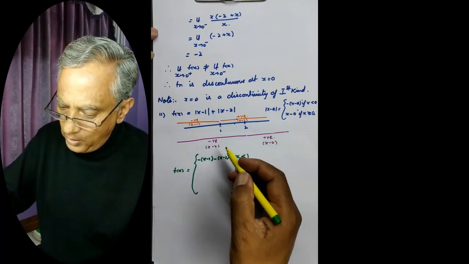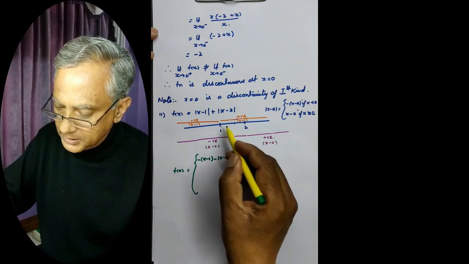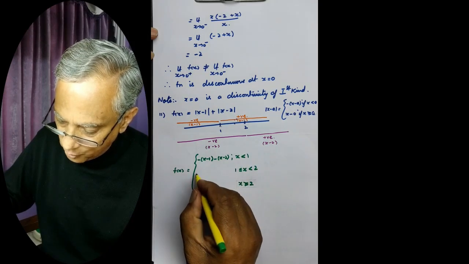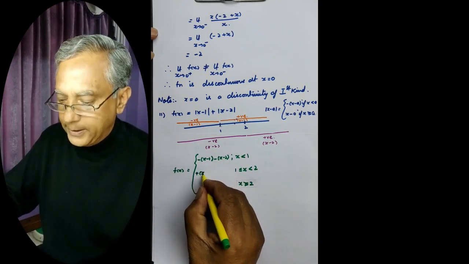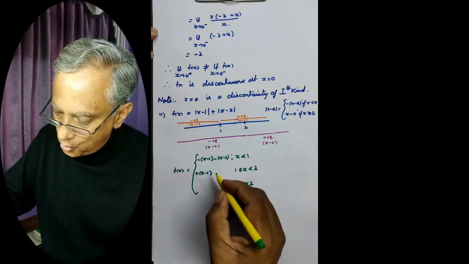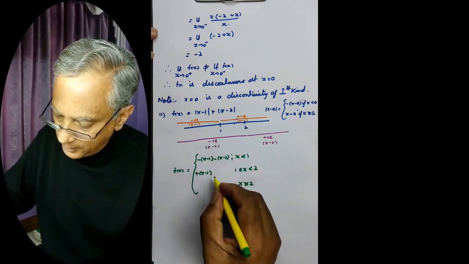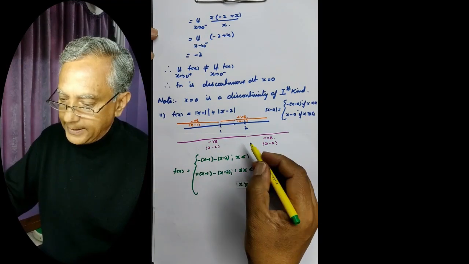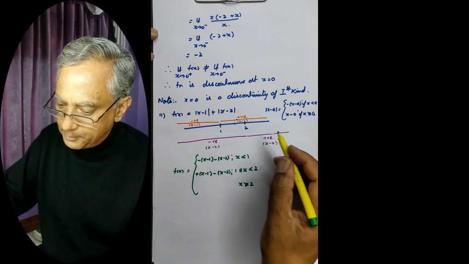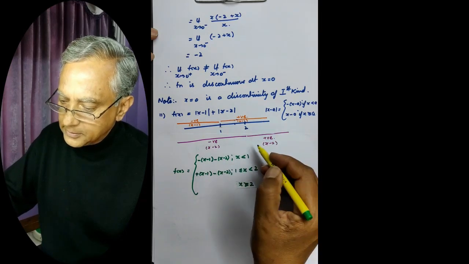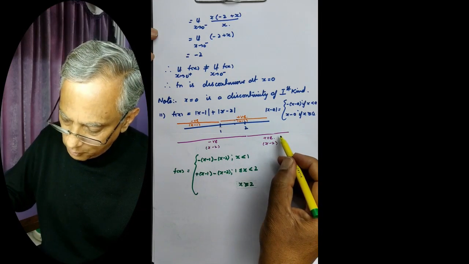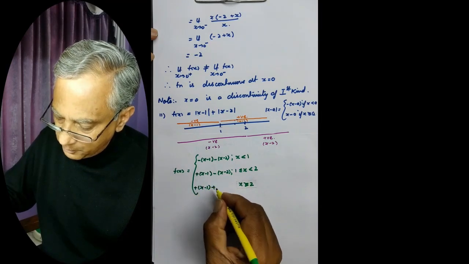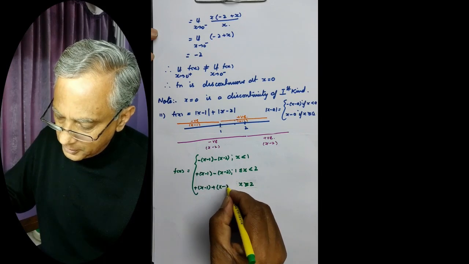And in this interval, x minus 1 is positive and x minus 2 is negative. X minus 1 is positive, so we will have x minus 1. And x minus 2 is negative, therefore we will have minus (x minus 2). And in this interval, x minus 1 is positive and x minus 2 is also positive. So both are positive, so we will have (x minus 1) plus (x minus 2).